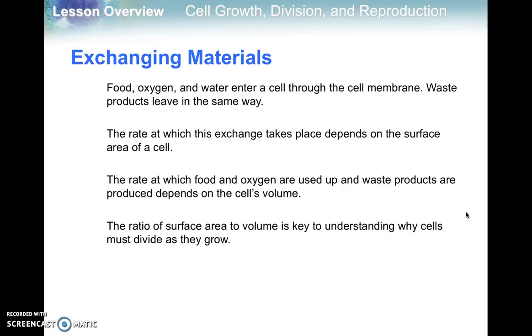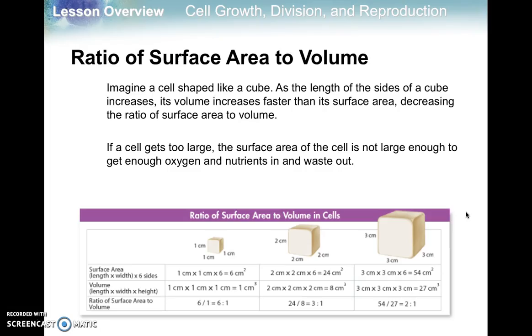So what do we need to exchange through a cell membrane? Food, oxygen, and water enter through the cell membrane and waste products leave. The rate of exchange depends on the surface area of the cell in relation to the volume of the cell. It's much easier for me to get our things out when the surface area to volume ratio is much larger. So the surface area to volume ratio is key to understanding why cells must divide as they grow.